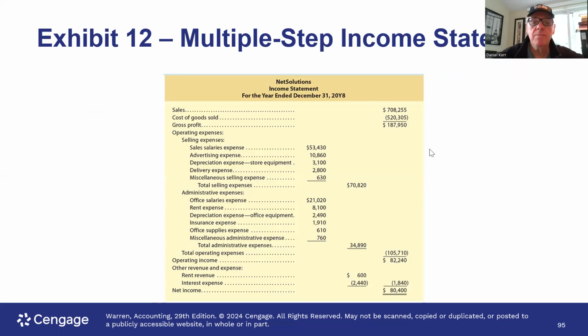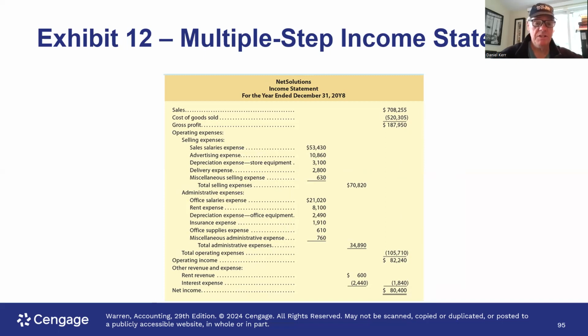We call it multiple step because there are multiple steps. So it's sales minus cost of goods sold. That's very important. That's our gross profit. So we're actually selling the inventory for $187,950 more than we paid for it. So we get the gross profit, then we have the operating expenses, and we segment the operating expenses between selling and administrative. That gives us the total operating expenses. We reduce gross profit by operating expenses. That gives us the operating income. That's the amount of income made from our primary business.